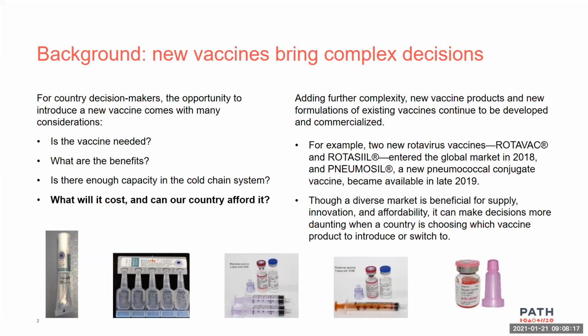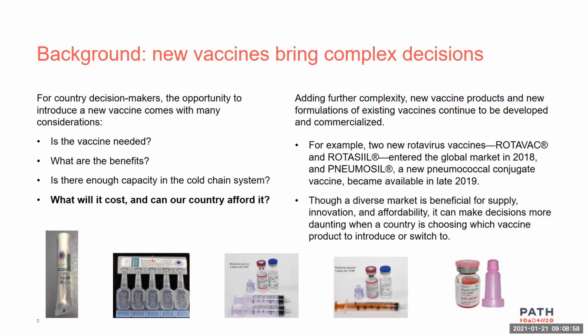And this last piece is really the focus of the cost calculators. In addition to the many new vaccines or antigens that are available to countries, we also see an increase in new vaccine products and new formulations of existing vaccines that continue to be developed and commercialized. So not only do countries now have to decide which new vaccine to introduce among several antigens, but they also have to think through which product they would select.